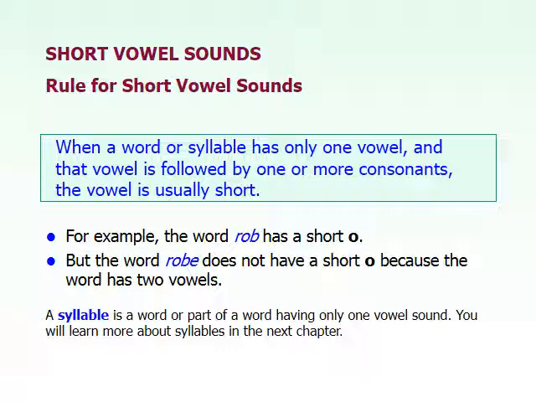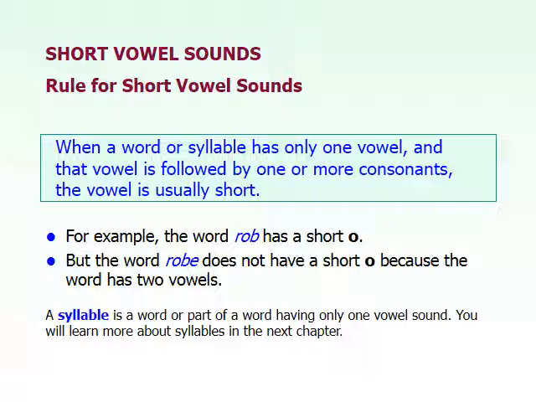But if we look at the word robe, it doesn't have a short O because the word has two vowels in it. So in rob we just have one vowel. In robe we have two. Now the thing we're going to talk about in the next chapter is what is a syllable, but it's important to understand here a little bit. What a syllable is, it's a word or part of a word that has only one vowel sound.